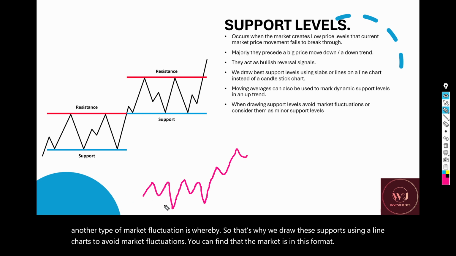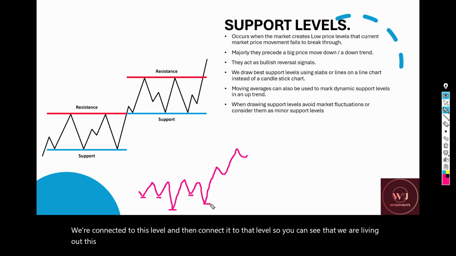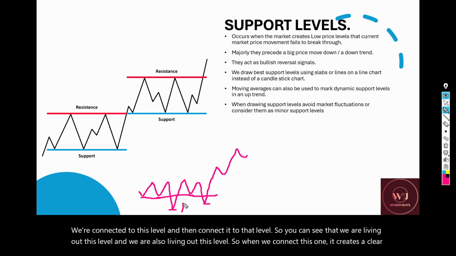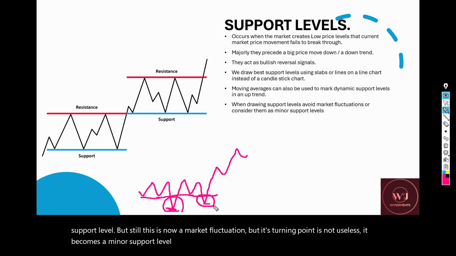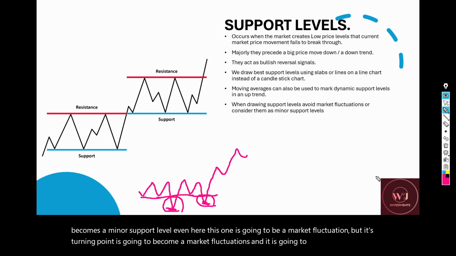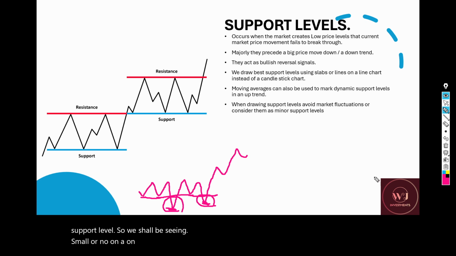Okay, so when you look on this chart, we are going to connect to this level right here. We connect it to this level and then connect it to that level. So you can see that we are leaving out this level and we are also leaving out this level. So when we connect this one, it creates a clear support level. But still, this is now a market fluctuation. But its turning point is not useless. It becomes a minor support level. Even here, this one is going to be a market fluctuation, but its turning point is going to be considered a minor support level. So we shall be seeing this more on a candlestick chart later in the video, okay?